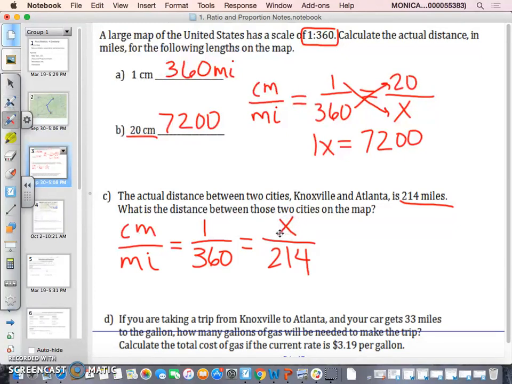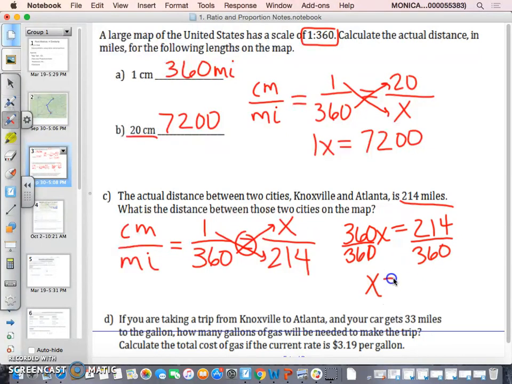Once again, because this is a proportion, this should all be reviewed. I see the equal sign in the middle, so I'm going to do cross products. I get 360x equals 214. Just from looking at this, I know that I'm going to get a decimal. So x is actually equal to, when I divide this out, 0.59 centimeters. So my answer is 0.59 centimeters.